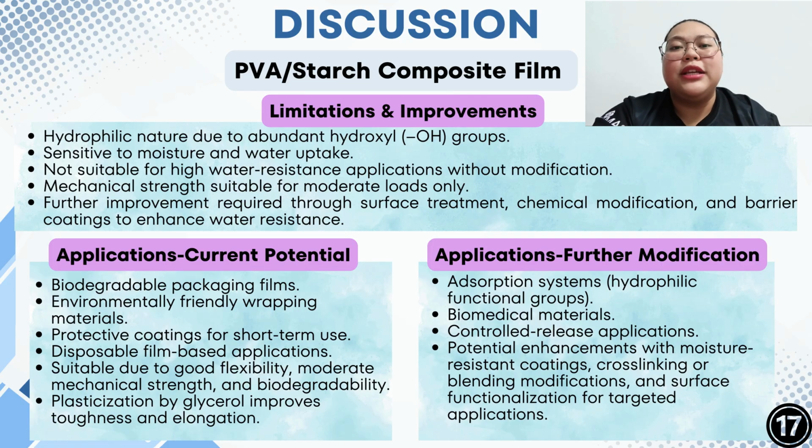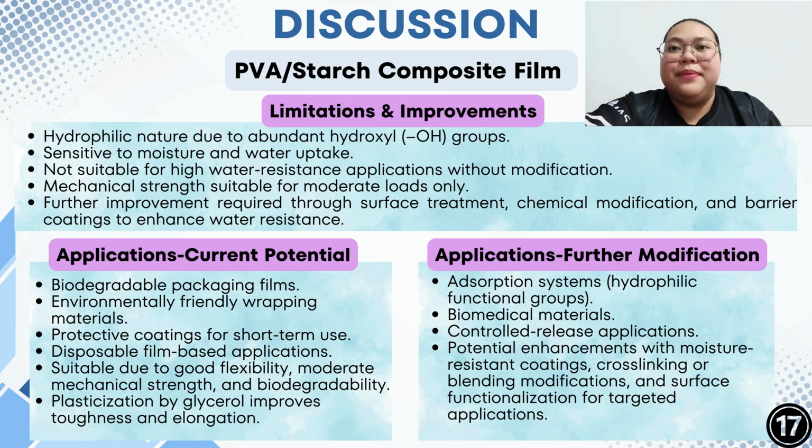So, what is the potential improvement that we can do to overcome this limitation? To overcome this limitation, several strategies can be employed, such as, first, surface treatment to enhance water resistance, second, chemical modification or cross-linking to improve stability, and lastly, barrier coating to reduce moisture absorption.